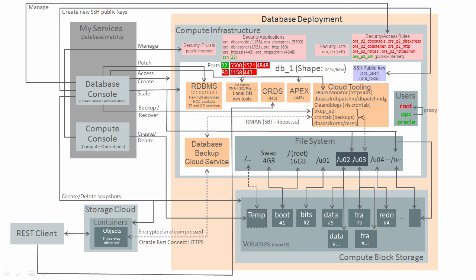From the DBaaS console, you can create storage snapshots, which you can then use to create new DBaaS deployments called linked clones. When you create a storage snapshot, the database deployment is put into maintenance status and a snapshot of all the storage volumes for the deployment is taken to your storage cloud container.